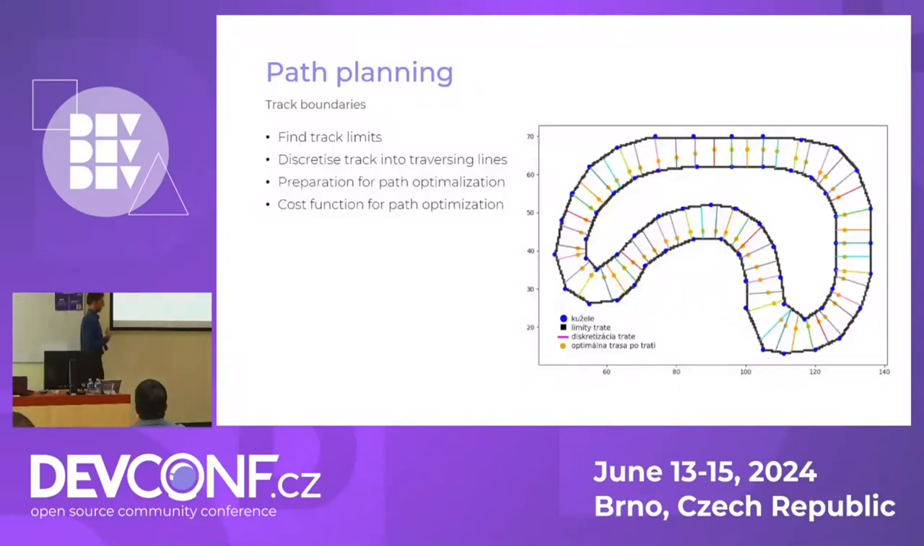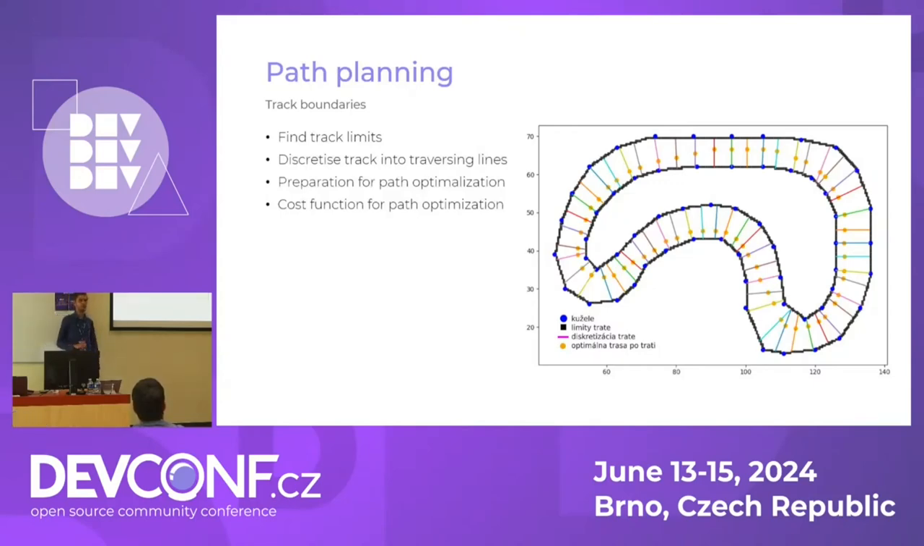After that, when we have calculated the path around the track, we want to optimize it, because we want to drive as fast as possible. So the first step is to find the track limits, as you can see here in black. After that, we create traverse lines around the whole track, and we can change with one parameter the position of the path at that point. So with that, we can play with the path and test variations, and with some cost function we can optimize the path to be the fastest.